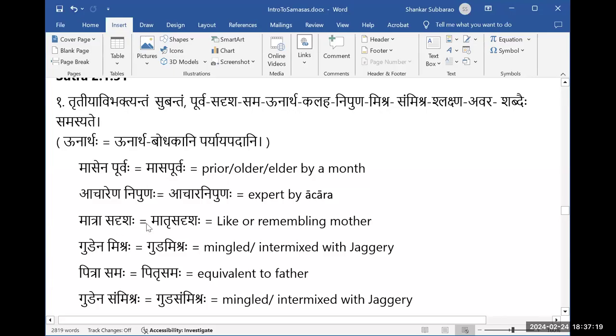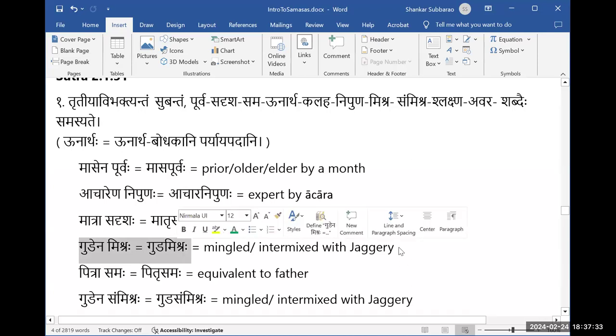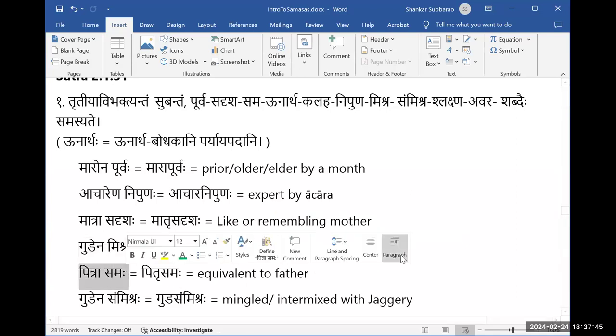Okay. So now you see. Next one: matra sadrishaha. From there, sadrisham is an upapada vibhakti with tulya, equivalent words. Come back now. Gudena mishraha. Guda means jaggery. Mixed with jaggery, some sweet. You have some groundnut, you mix with jaggery, you make chikki. That is called guda mishraha. Okay. Then, pitru samaha. Equivalent to a father, like your uncle, a paternal or maternal uncle. Sometimes you call an old person equivalent to my father. Pitru samaha.